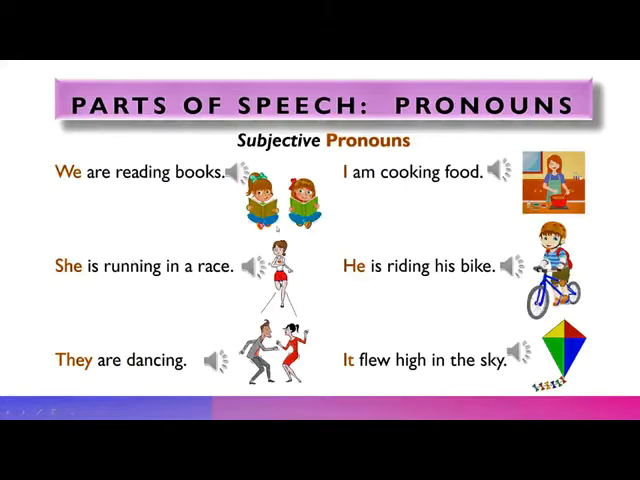Parts of speech, pronouns. Subjective pronouns. We are reading books. She is running in a race. They are dancing.